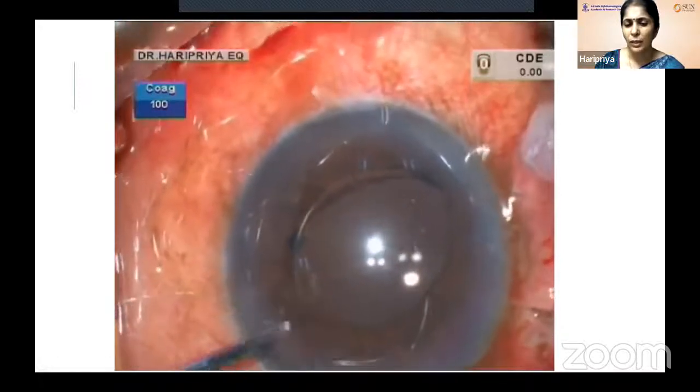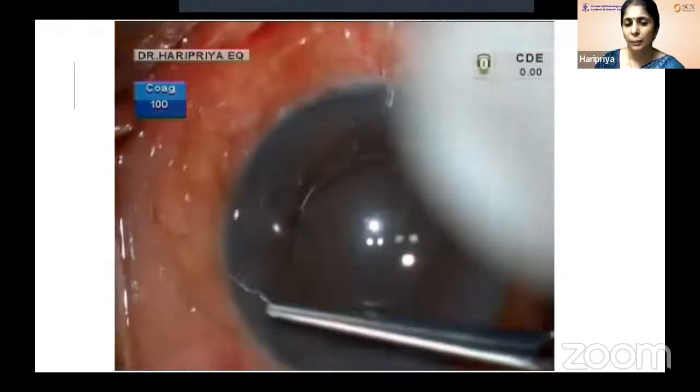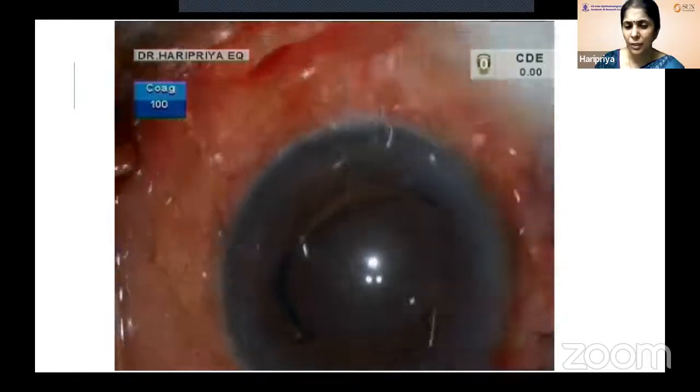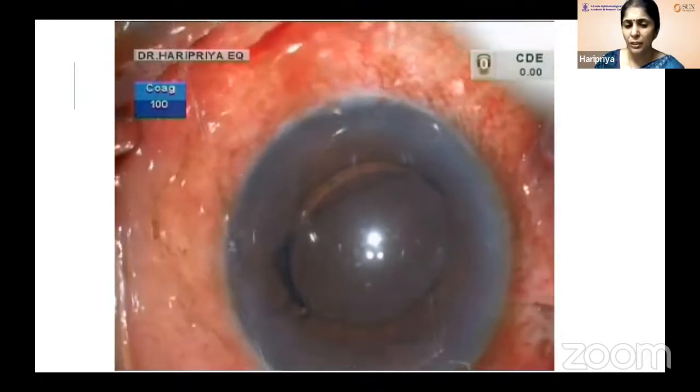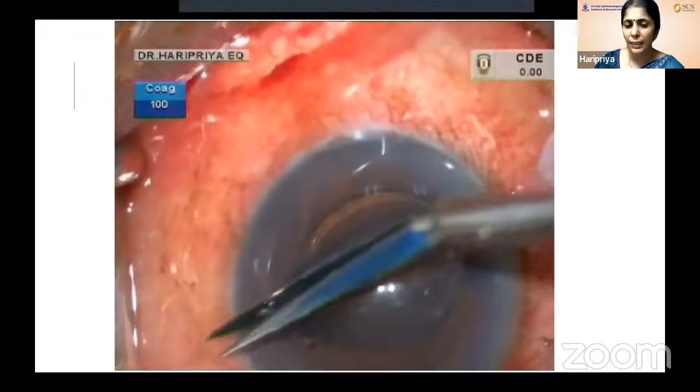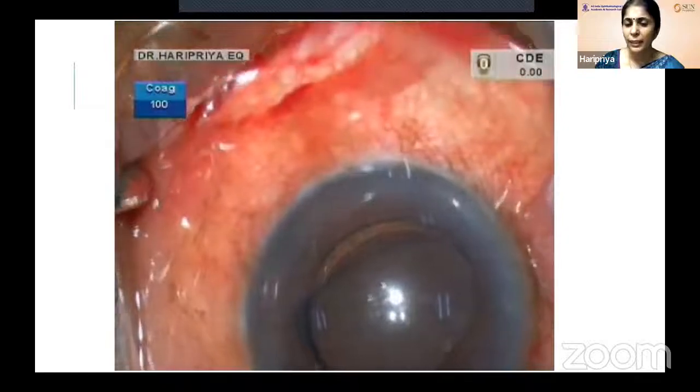So I place about 6 to 7 knots here, and this helps to secure the haptics well. So this is a technique which is fairly easy to do. The only challenge would be it may seem like a blind procedure. So before I take the bite, I would retract the iris using a Coughlin's hook, identify where the haptic would be and then take the bite.